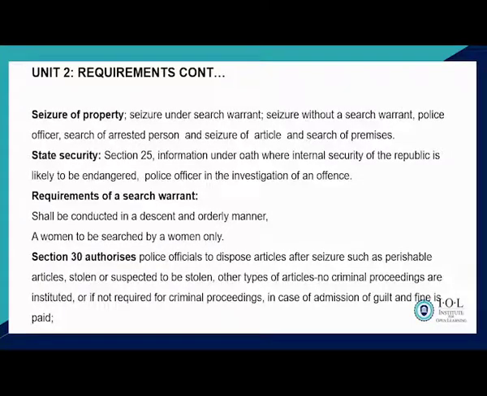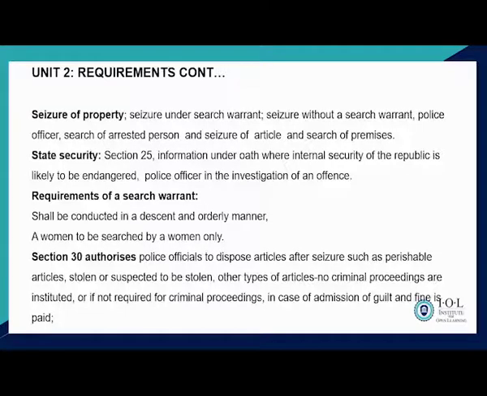Seizure of property. Seizure under search warrant, seizure without a search warrant, police officer, search of arrested person, and the seizure of articles and search of premises. State security, Section 25. Information under oath, where internal security of the Republic is likely to be endangered. Police officer in the investigation of an offense. Requirement of search warrant: shall be conducted in a decent and orderly manner. A woman to be searched by a woman only.